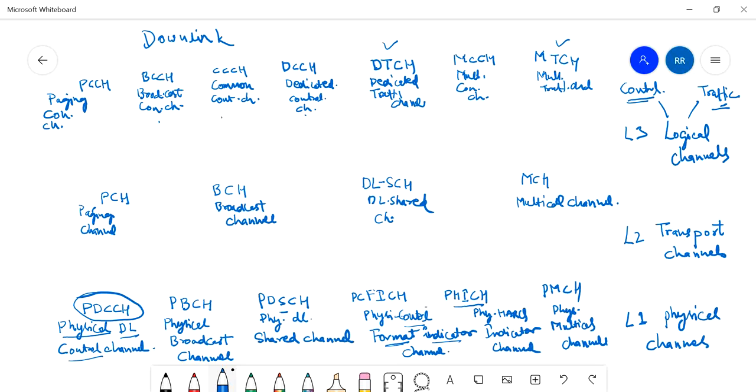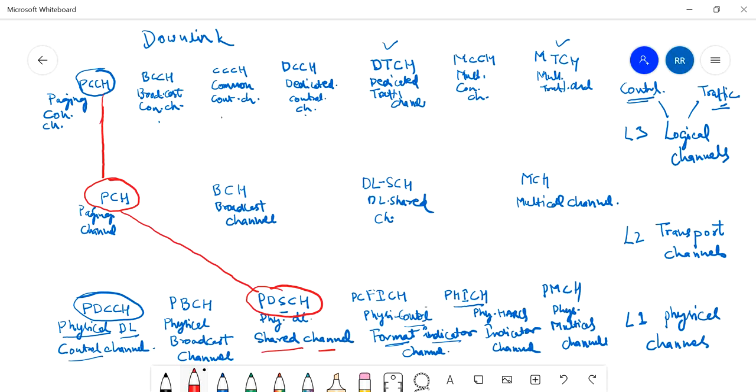Now, how is the mapping done? This is the paging control channel. For mapping I'll take another color. The paging control channel is mapped with the paging channel, and the paging channel is mapped with PDSCH. Most of the channels are mapped with this PDSCH. That's why it is called the physical downlink shared channel, because it is shared by many channels. So PCCH is mapped with the paging channel, and that is mapped with the physical downlink shared channel.